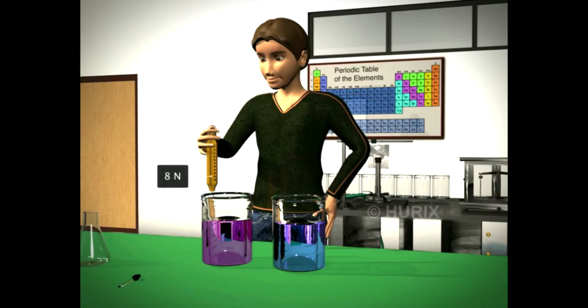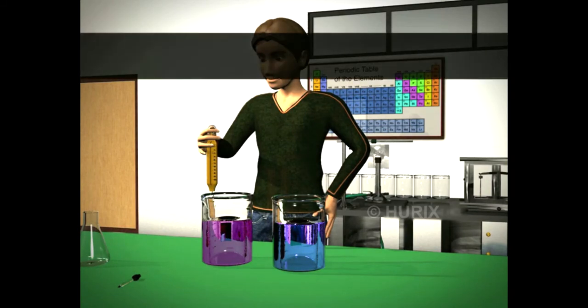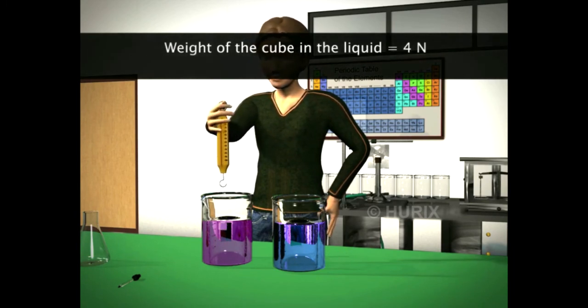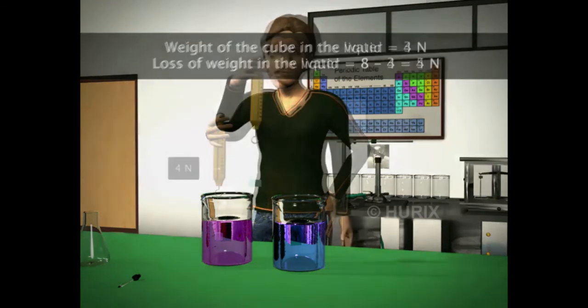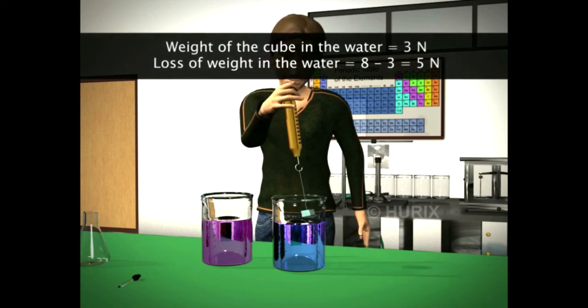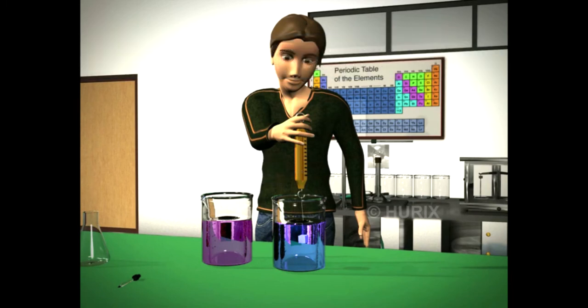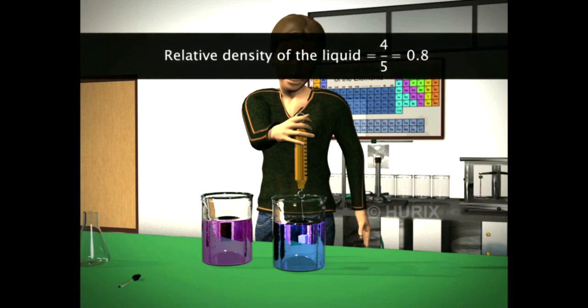Let us try it out now. First, measure the weight of the cube. Now, weigh the cube after immersing it in the liquid. Find the loss of weight in the liquid for the cube. After cleaning it thoroughly, immerse the cube in water. Find the loss of weight for the cube in water. Now, to find the relative density of the liquid, simply divide the value for it by the value for water.